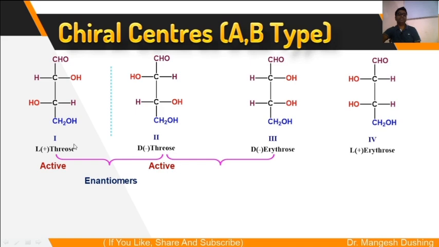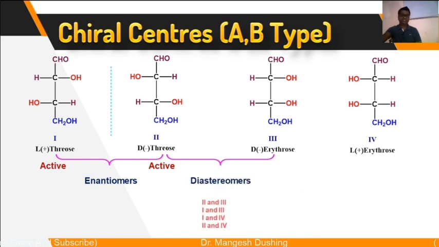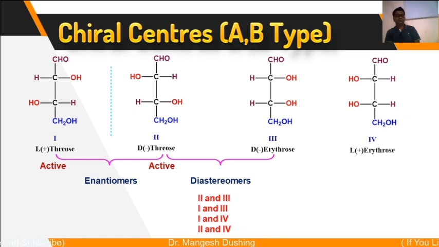Similarly, if you compare compound number 1 and compound number 3, they are also not mirror images of each other. So compound number 1 and compound number 3 are also diastereomers. Similarly for compound number 1 and compound number 4, diastereomers. So in these 4 stereoisomers, there are 4 pairs of diastereomers: compound number 2 and compound number 3, compound number 1 and compound number 3, compound number 1 and compound number 4, while compound number 2 and compound number 4 are also diastereomers.